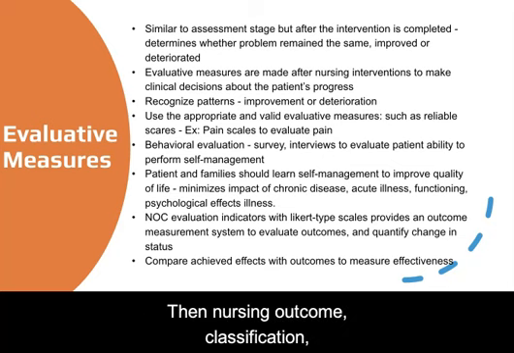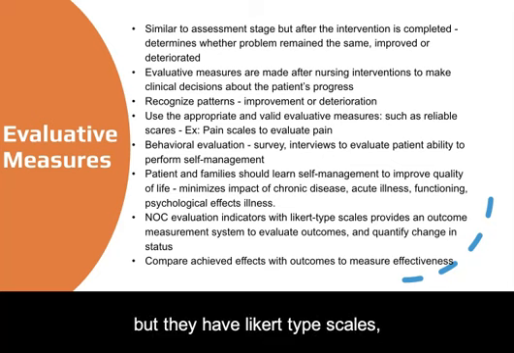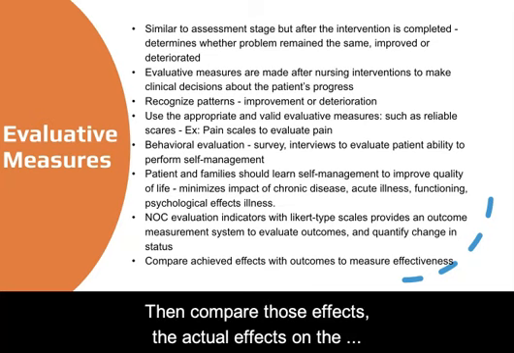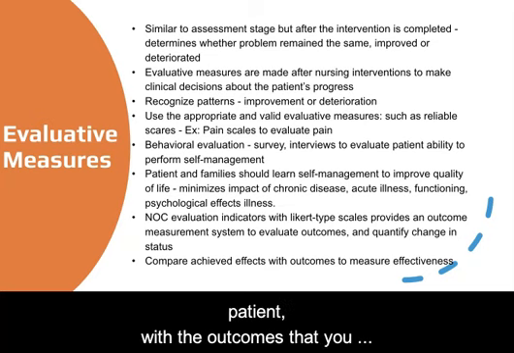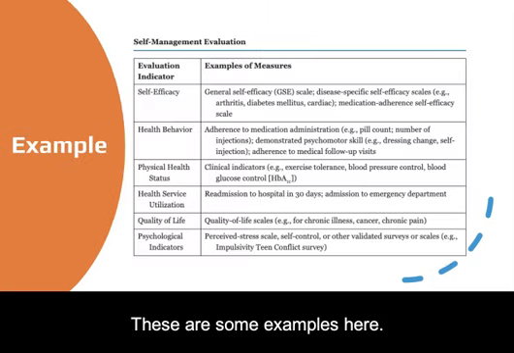The nursing outcome classification evaluation indicators, you can evaluate those with Likert type scales. For example, ratings from 0 to 5, 5 being the best, 0 being no. So they have scales like that where you can quantify your evaluation. Then compare those effects, the actual effects on the patient, with the outcomes that you had set to measure the effectiveness. These are some examples here.